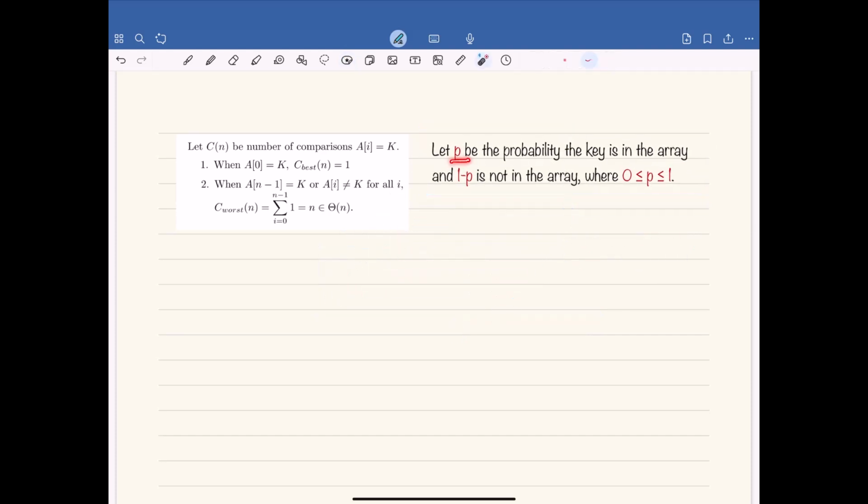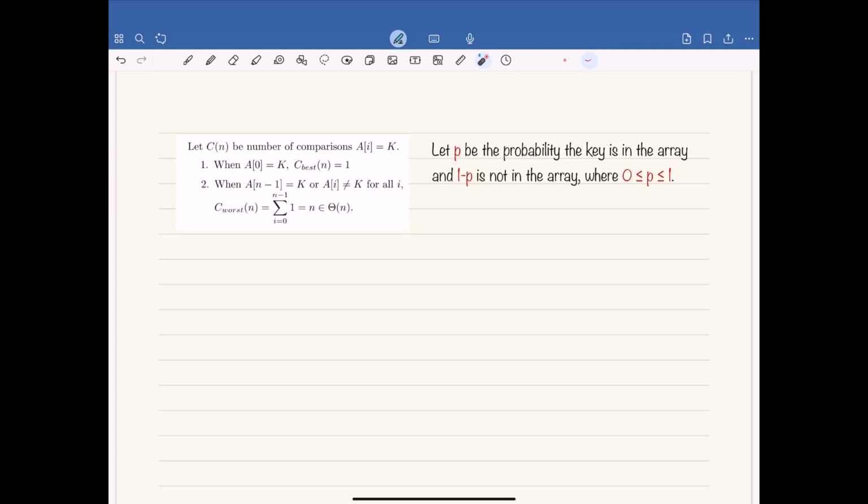So let p be the probability the key is in the array, and 1 minus p will be the probability that the key is not in the array, where the value of p is between 0 and 1, including 0 and 1. If the value of p is equal to 1, then 100% the key is in the array, and if p is equal to 0, then it is not in the array. So what if the value of p is between 0 and 1? For example, suppose p is equal to 0.7, then there is a 70% chance the key is in the array, and a 30% chance the key is not in the array.